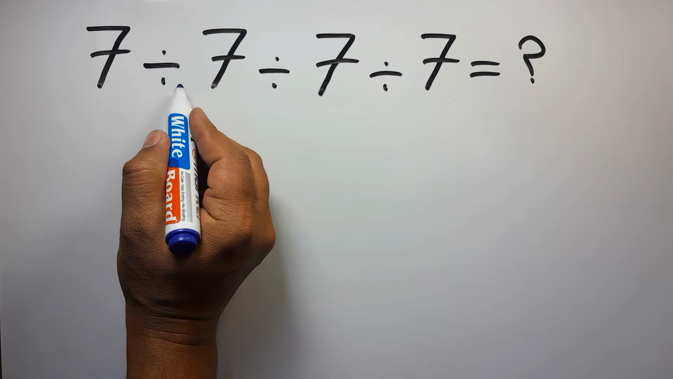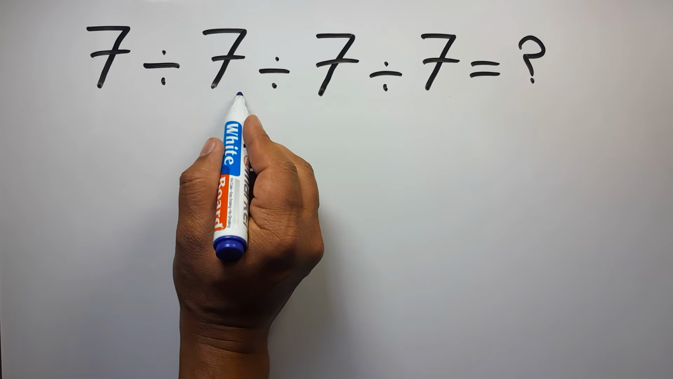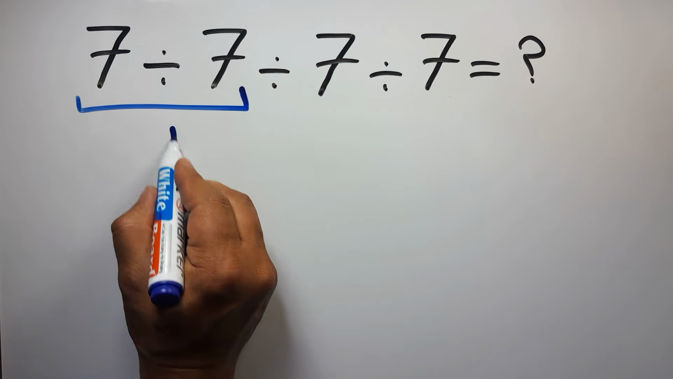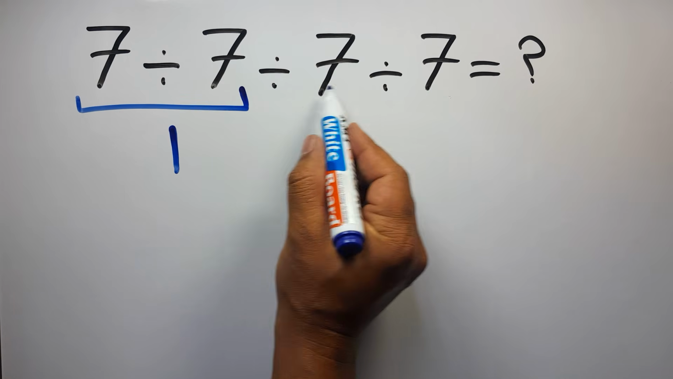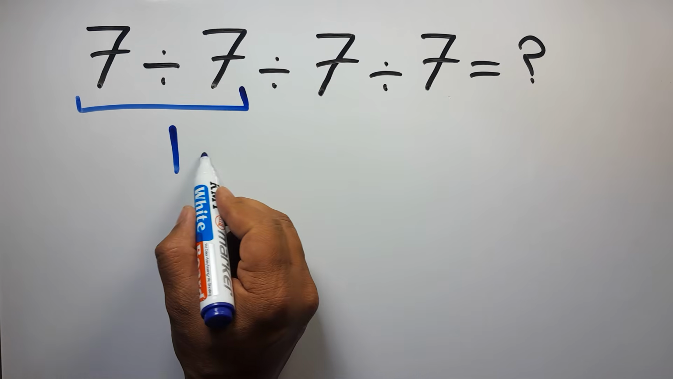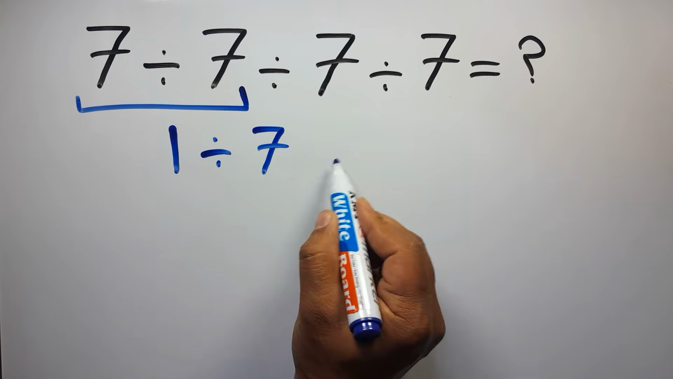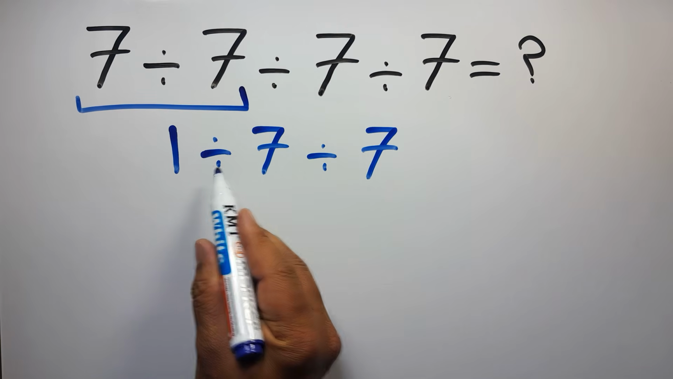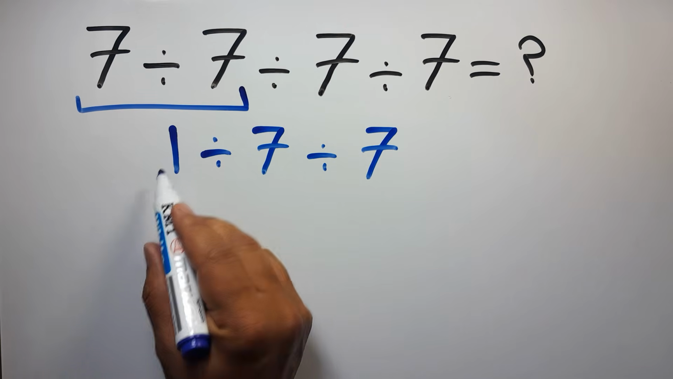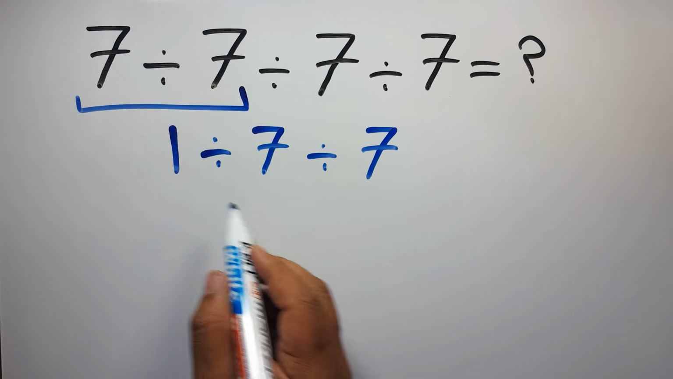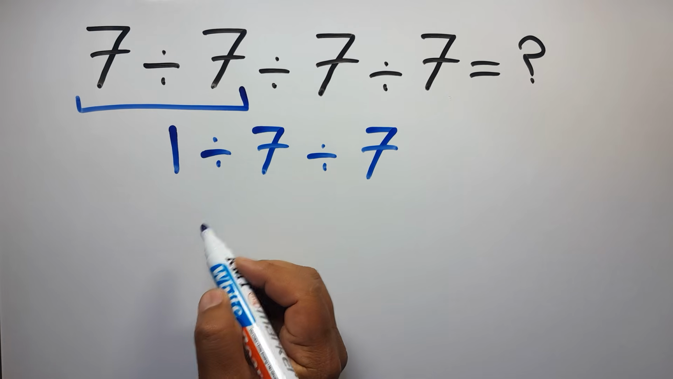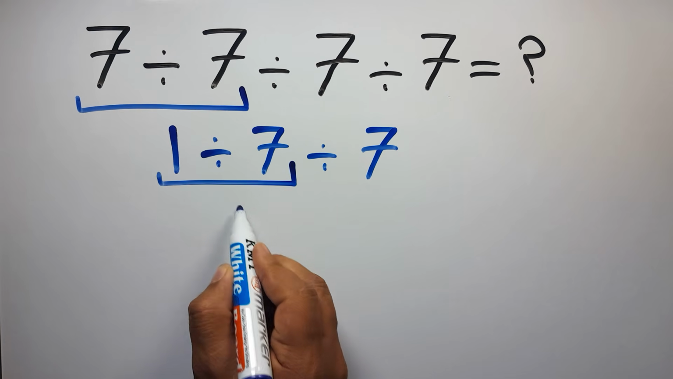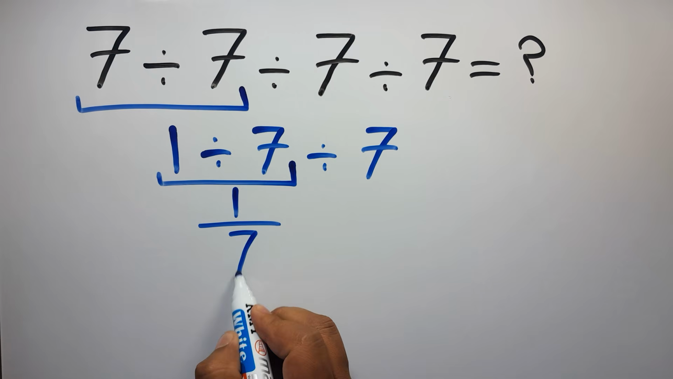So first we have to do this division. 7 divided by 7 is just 1. So 1 divided by 7 and again divided by 7. Now we have two divisions and we have to work from left to right. So 1 divided by 7 can be written as 1 over 7.